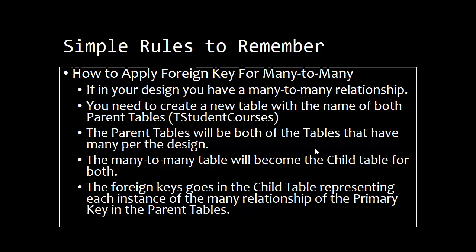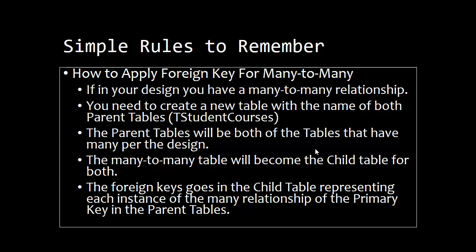For many-to-many, if in your design you have a many-to-many relationship, you need to create a new table with the name of both parent tables. The parent tables will be both of the tables that have many per the design. Okay? And the many-to-many table will become the child table for both. The foreign key goes in the child table representing each instance of the many relationship of the primary key in the parent table.